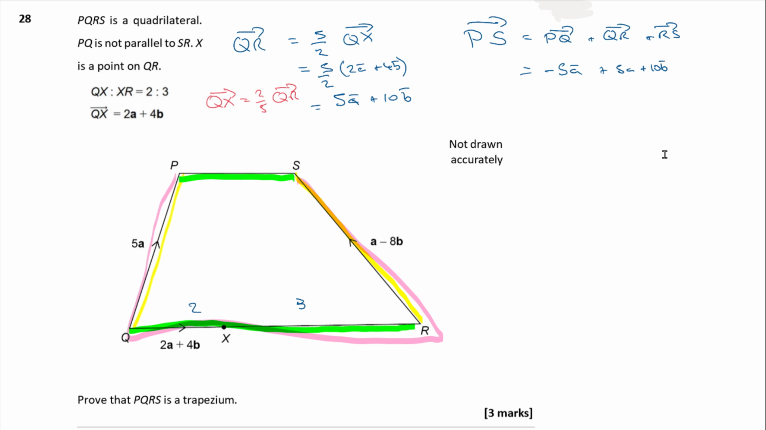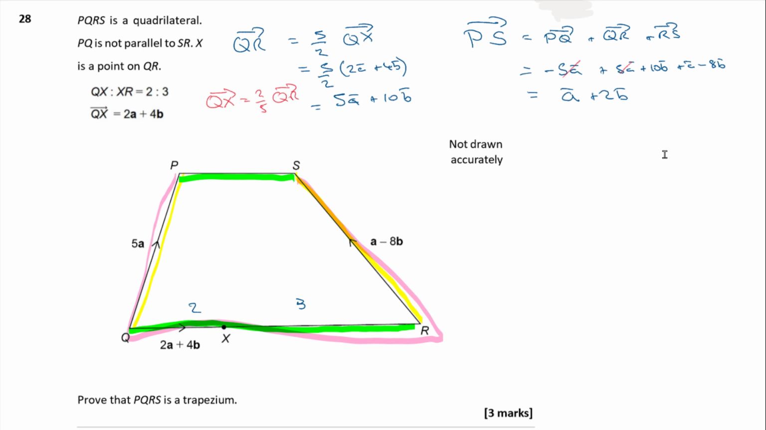Okay, and then RS I know is a minus 8b plus a minus 8b. Okay, so what does all that become? So I've got minus 5a plus 5a, and those two are just going to cancel each other out. And I've got 10b minus 8b, that's 2b, and an a. So I've got a plus 2b. That's what that resolves to. So PS is a plus 2b.